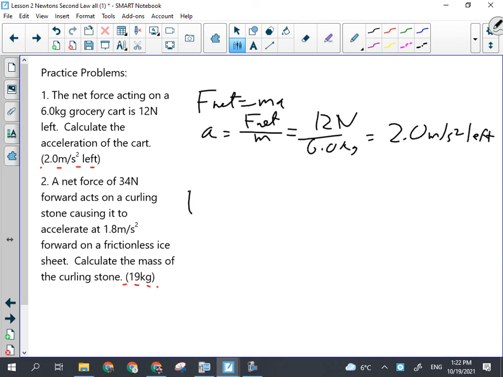Okay, for number 2, we're looking for the mass instead. So again, F net equals m times a. This time we would divide both sides by a to get the mass. So we would have our net force of 34 newtons divided by our acceleration of 1.8 meters per second squared, which will give us our 19 kilograms there.